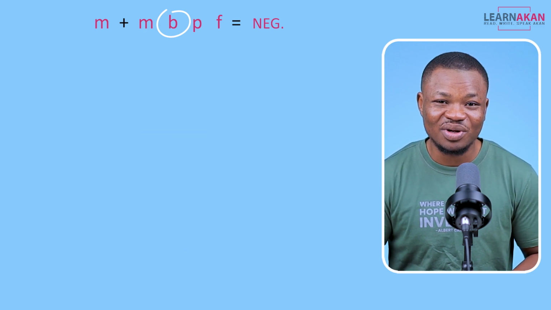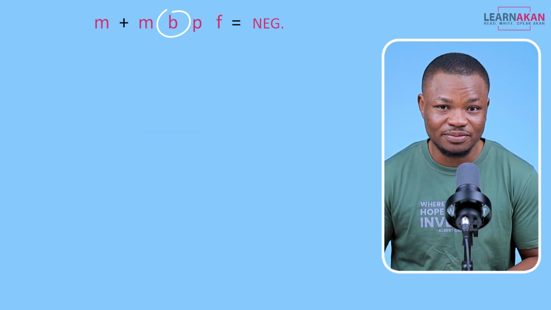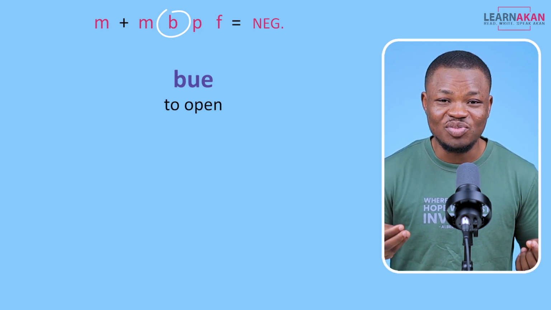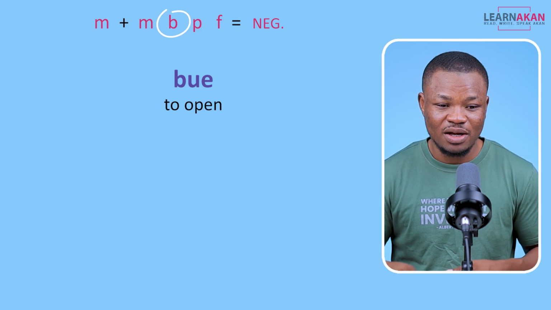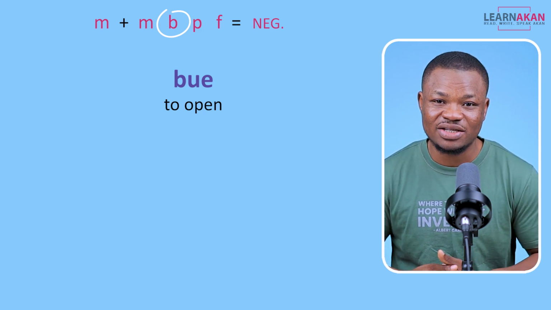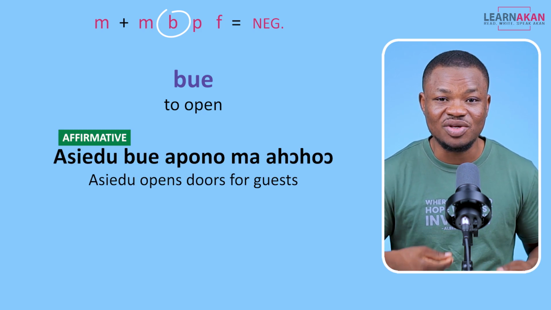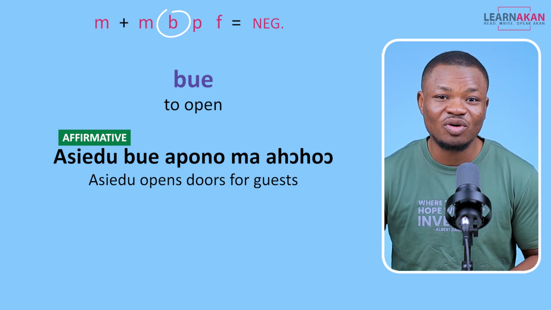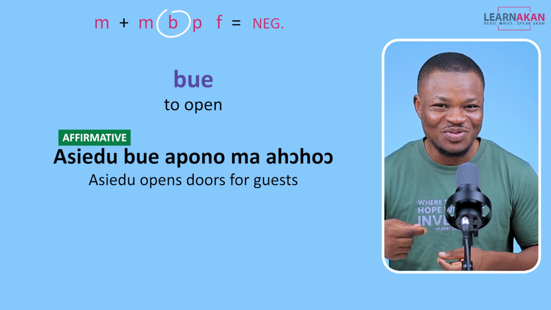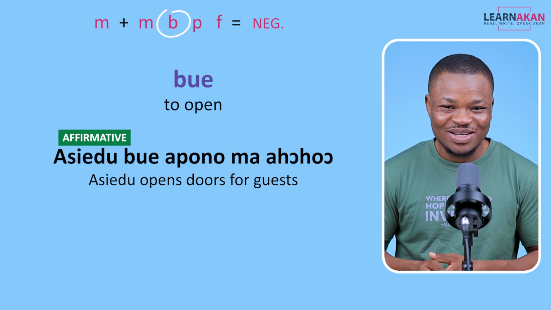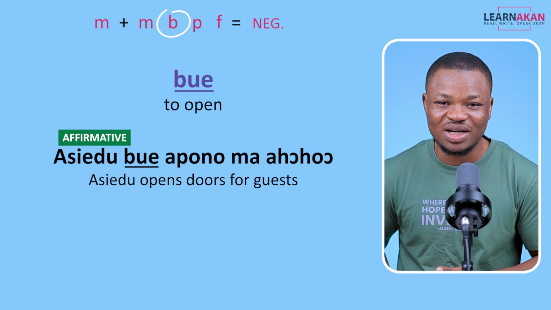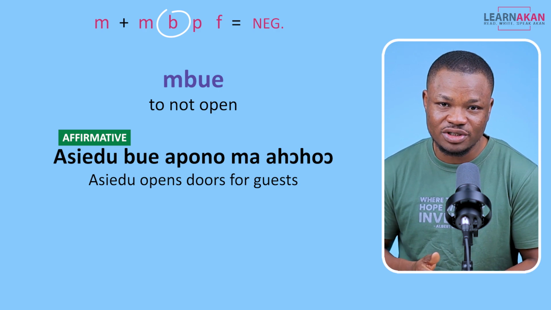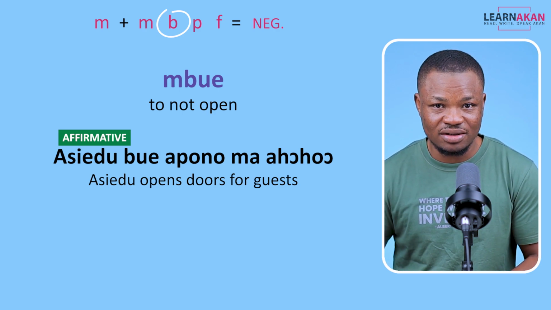Let's see another example with a verb that starts with the letter B. Let's use the verb bue. Bue means to open. So if we put this in the positive sentence, we can have Esiedu bue apono ma ahoho. Esiedu bue apono ma ahoho. The verb here is bue, which starts with the letter B. So to form the negative, we simply attach to the front, and we have mbue.